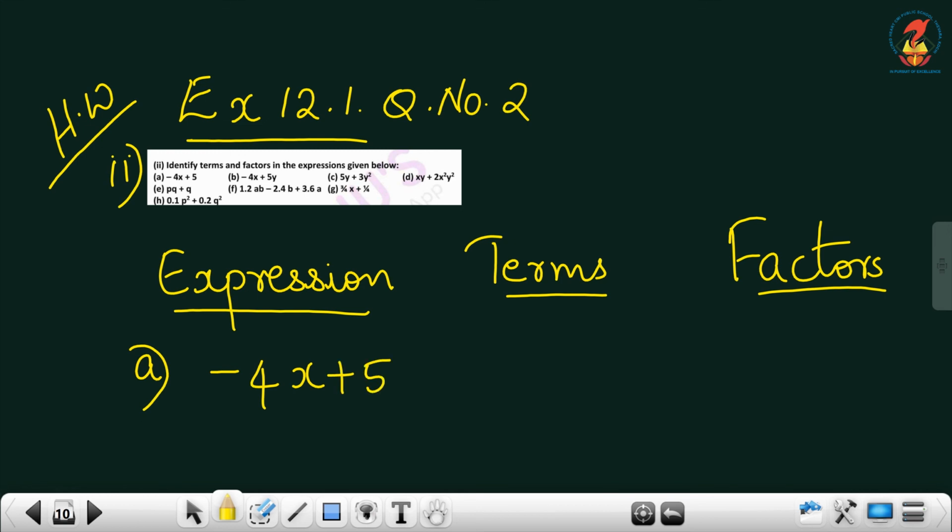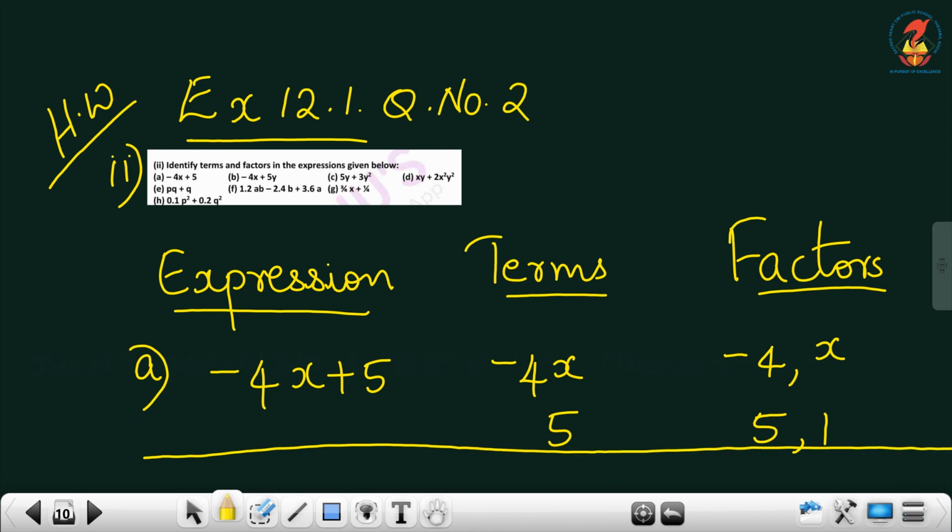Negative 4x plus 5 is the first question. Which are the terms of this expression? Negative 4x and 5 are the terms of this particular expression. And which are the factors? Negative 4x, which are the factors? Negative 4 and x. Which are the factors of 5? 5 and 1. Like this, you do the remaining questions.